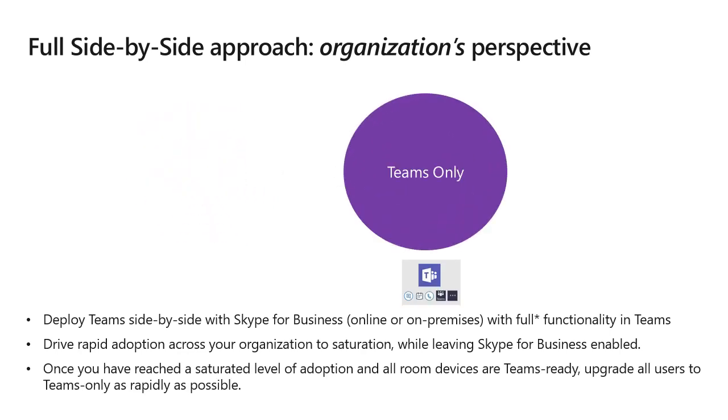Once we've reached an appropriate saturation level of adoption, and if we're utilizing any room devices, conference room devices in our environment, we ensure that those devices are Teams ready. And by Teams ready, we mean they could be Teams room systems, or what we call MTRs, Microsoft Teams rooms, or they could be third-party devices that use our cloud video interop. But we've basically accounted for our meeting rooms being able to join Teams meetings. At that point, we are now ready to begin upgrading our users to Teams only. And again, with this full side-by-side approach, we want to ensure that we upgrade as rapidly as possible.